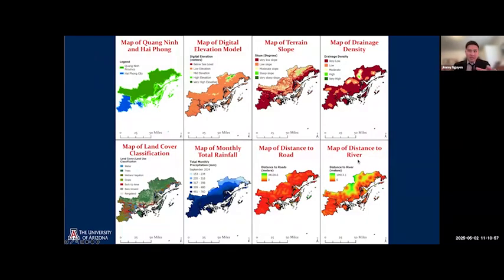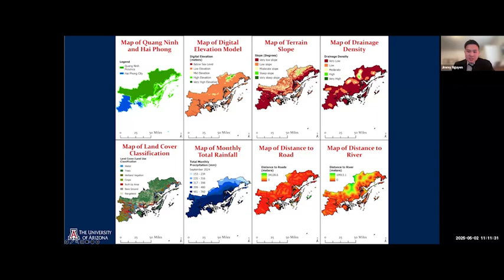So this is a collage of 8 maps. The first one just gives you regional context, but I use 7 different predictive variables for my risk model. The digital elevation model captures the topographic variations that influence water flow. And then the terrain slope is important because steeper slopes affect runoff and water accumulation. Whereas with drainage density, we are seeing how concentrated the drainage systems are, which can influence flooding behavior.